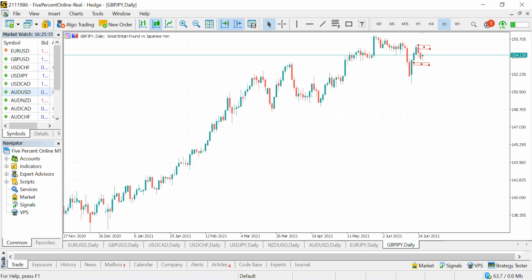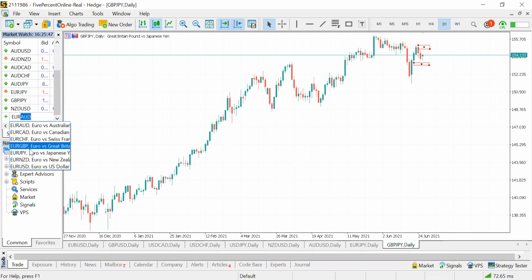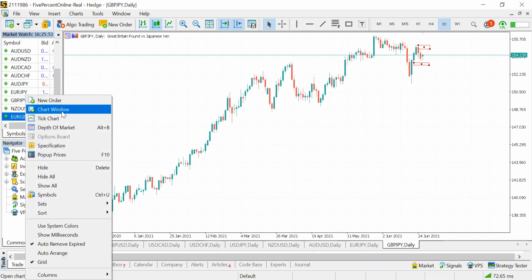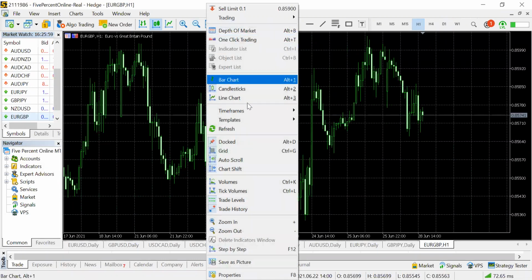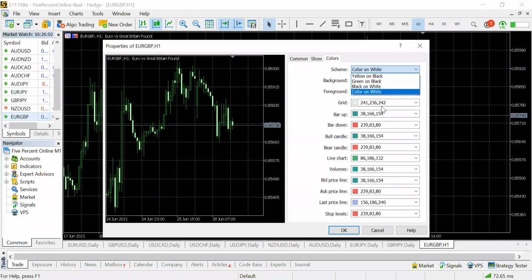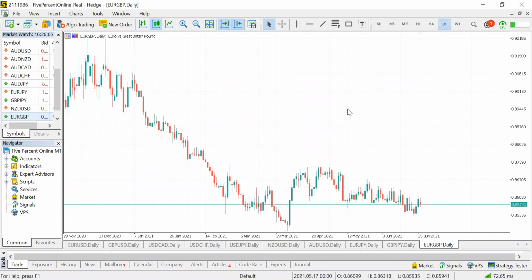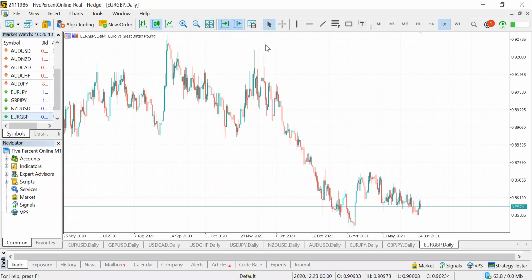Great. So Eurocad, we have a request here, and Euro Pound. Let's look at those. Let me open those. Euro Pound. Okay, let me tell you what I see on the Euro Pound. This is a very nice setup that is starting to align.